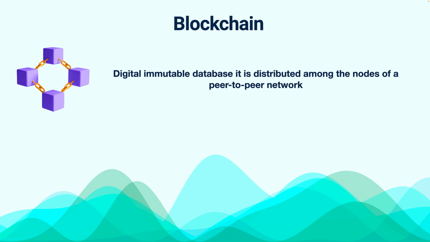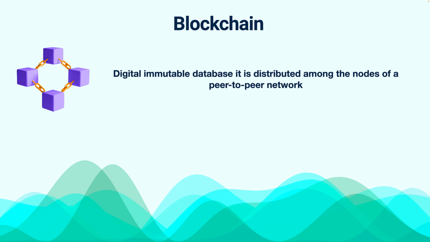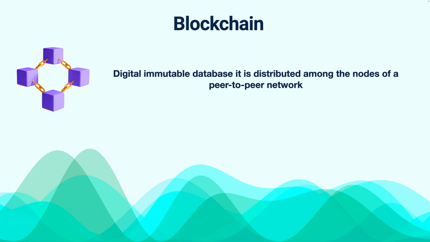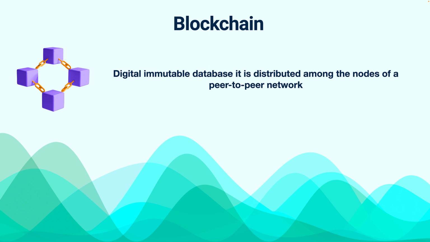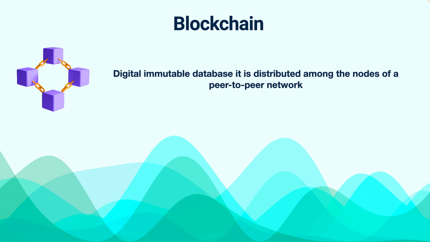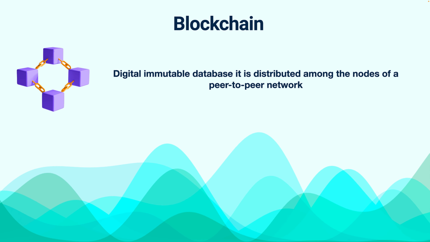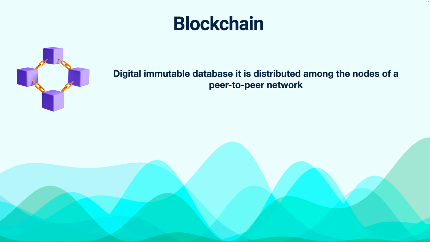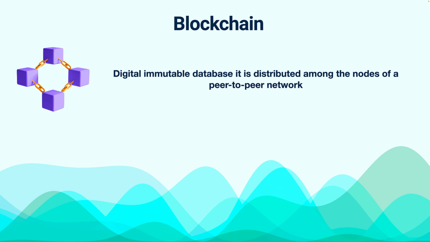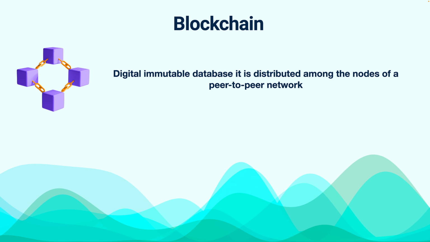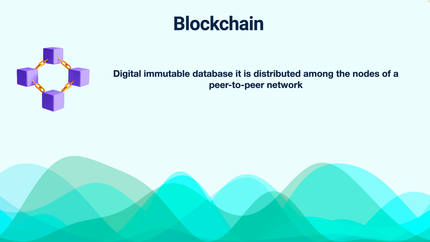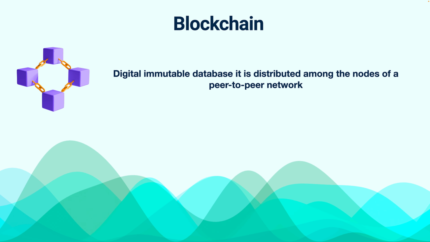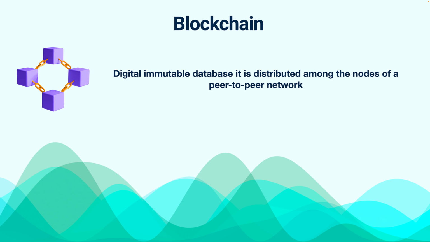So what is a blockchain? If we have to answer this question through a computer science lens, then it's a digital immutable database, meaning once the data is attached to the block or blockchain, it is not changeable or modifiable. Also, the data is distributed among the nodes of a peer-to-peer connected network. All the data is available at all nodes at any given point in time.